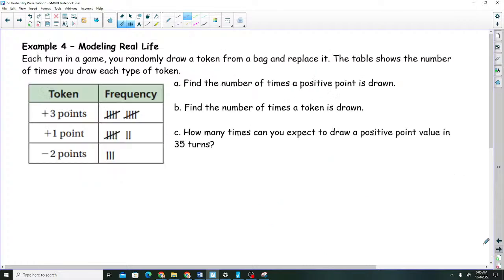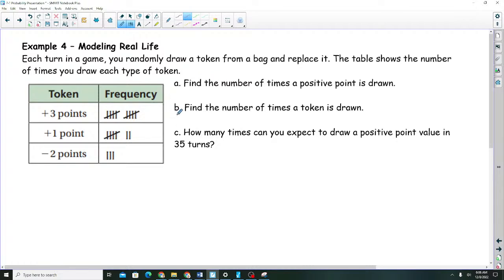One more problem. Each turn in a game, you randomly draw a token from a bag and replace it. The table shows the number of times you draw each token. The question will be, how many times can you expect to draw a positive point value in 35 turns? Now again, I broke this down into 3 parts so that you guys can think it through a little bit easier. In your homework, these will not be broken down.